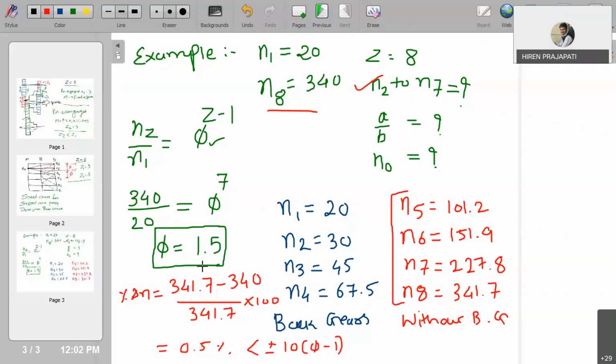So if you check, phi is 1.5, so 1.5 minus 1 gives 0.5, and 0.5 into 10, then our acceptance criteria is plus or minus 5 percent of RPM. That is our criteria. So this is way less than our acceptable range. So yes, these speed steps are accepted as per this acceptance criteria. So we'll go with these speed steps only, right?